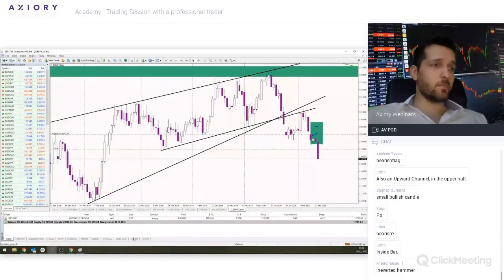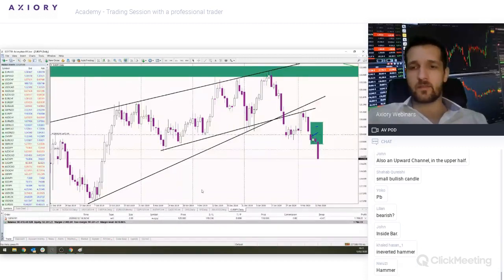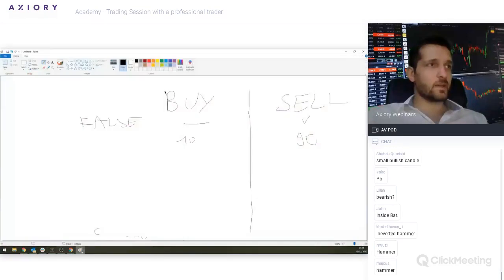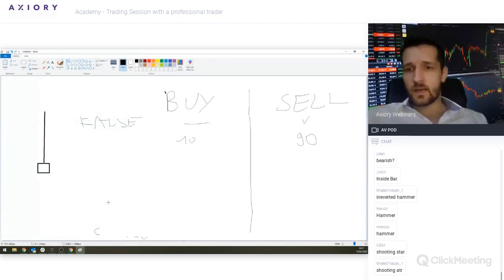Pin bar, okay, but okay, inverted hammer. What's the name of the candle that looks like this? Shooting star. Thank you very much. This is a shooting star.